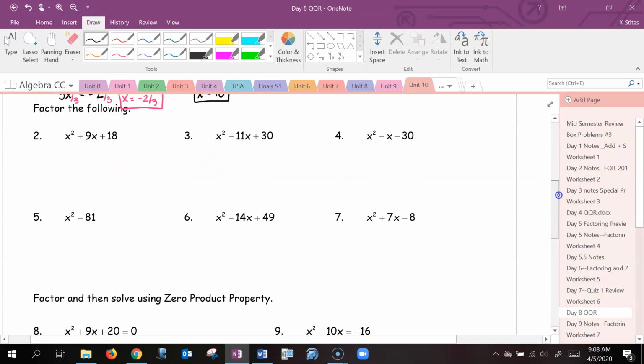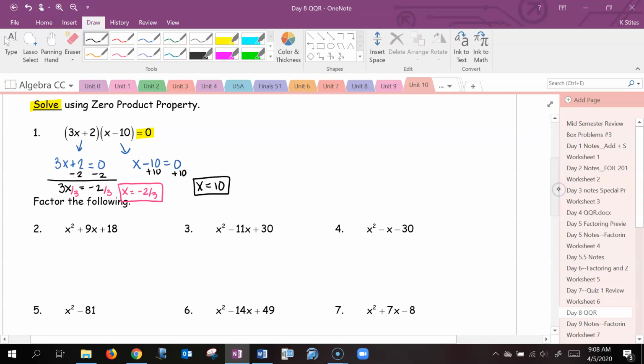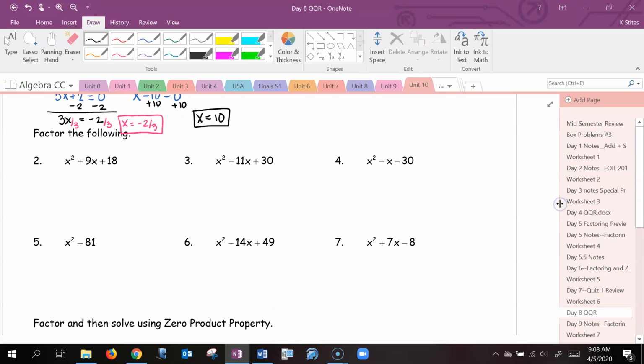Next, we'll go on to factoring. So these are just your box problems. Notice that none of these have an equal 0, so we will not be doing the step that we just did in number 1. Instead, we're just going to go ahead and put our answers in our parentheses here.